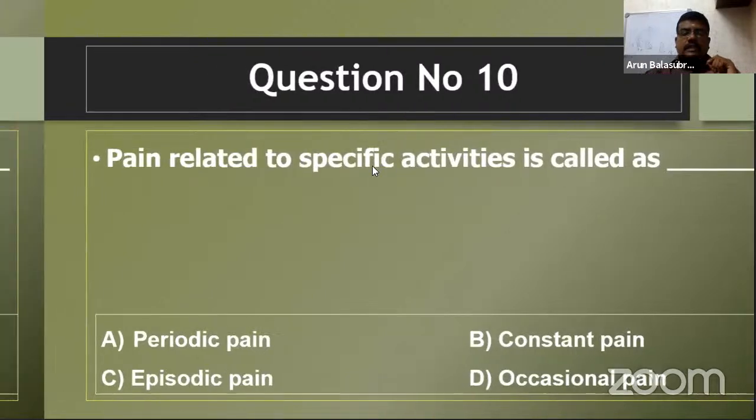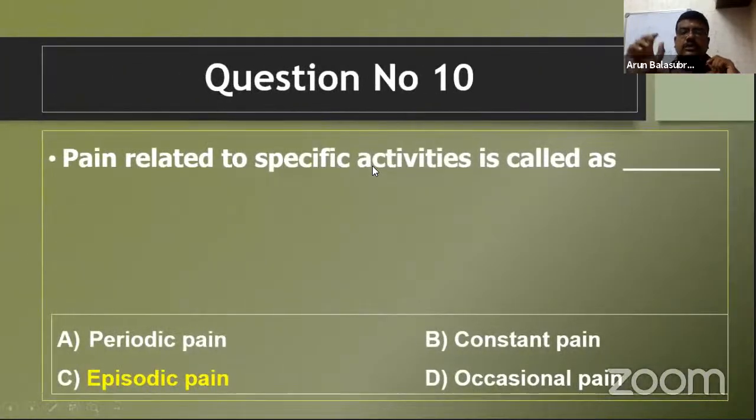So it is called episodic pain, because when you do some activity, the patient exhibits pain. Constant pain occurs even when you are not doing activity. Occasional or periodic pain are the same. It occurs in some activity. When I stand erect only, I feel pain, but there is no pain on sitting or lying. So episodic pain occurs only with some activity.